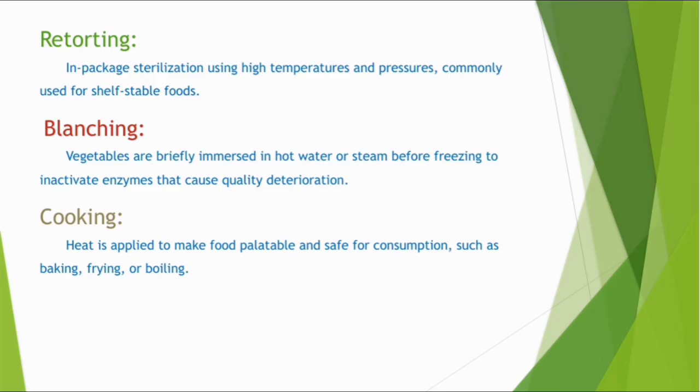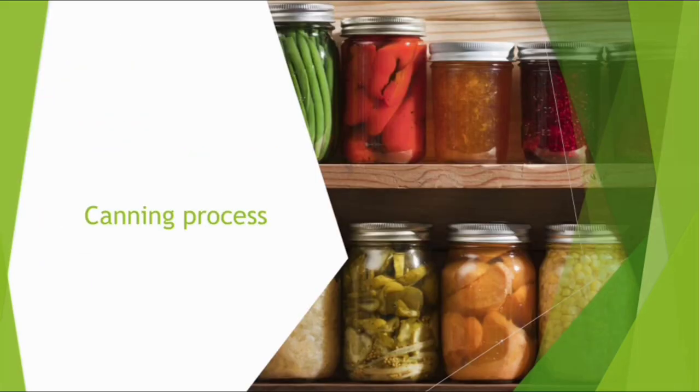Finally, we have cooking. This is perhaps the most familiar process, applying heat to make food both safe and enjoyable to eat. Cooking methods like baking, frying, or boiling serve to destroy pathogens and improve flavor, texture, and overall palatability. Connecting this to our overall theme, all these techniques, retorting, blanching, and cooking, are essential tools in food processing. They help us ensure food safety, extend shelf life, and preserve quality. Each method is tailored to different types of food and desired outcomes, but they all share the common goal of making food safe, tasty, and convenient for consumers.